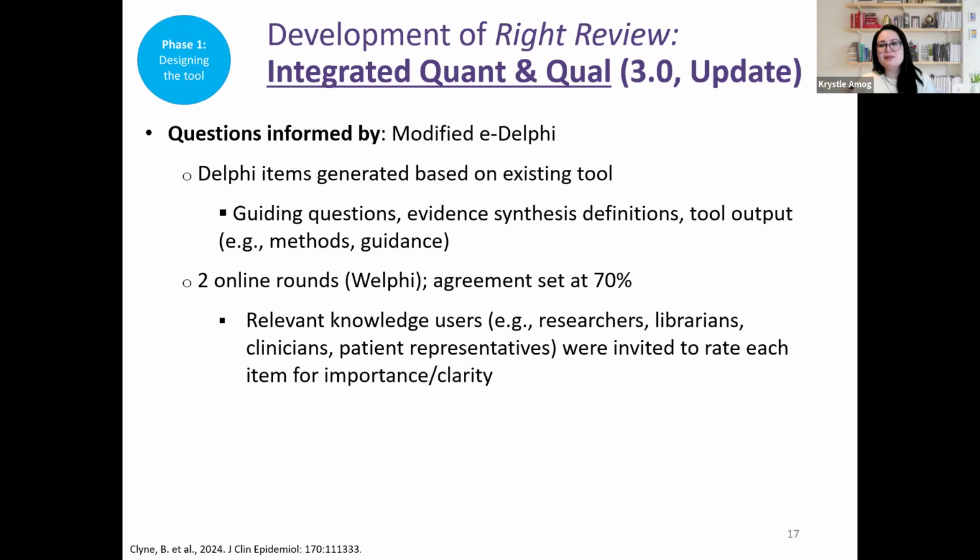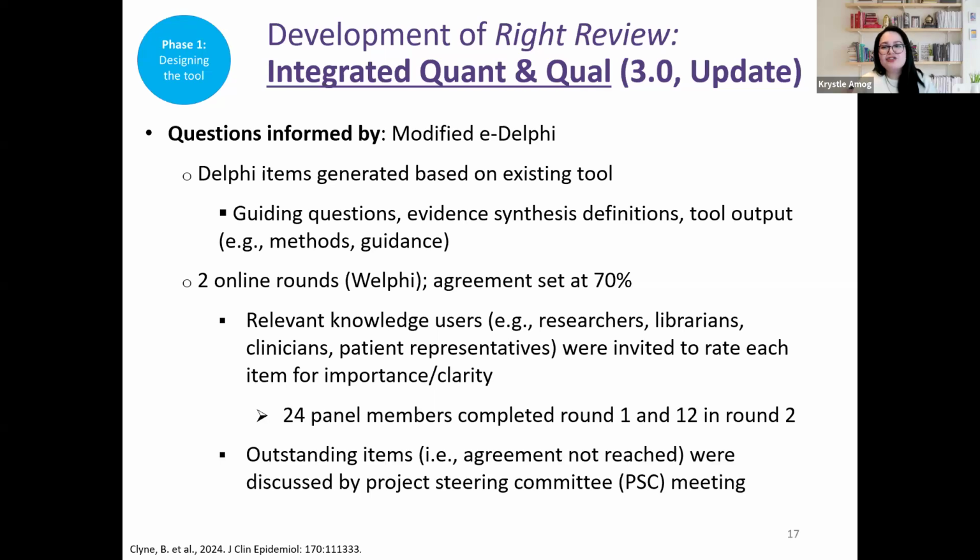24 panel members completed sections of round 1, and 12 completed all sections of round 2. In terms of the demographics of the participants, completers were mainly researchers with one patient representative, and they were very experienced in evidence synthesis and had mainly not used the tool before. After 2 rounds of the Delphi, all outstanding items were discussed by the project steering committee.